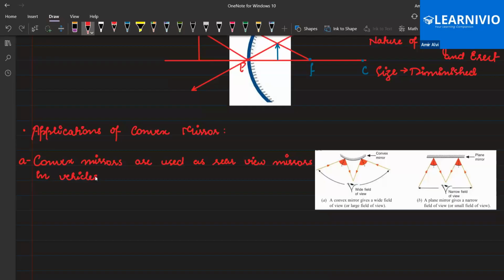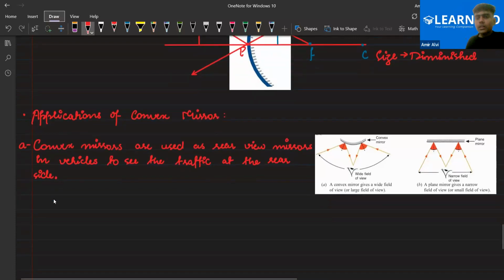Vehicles. Traffic. So this is the reason why we use the convex mirror.